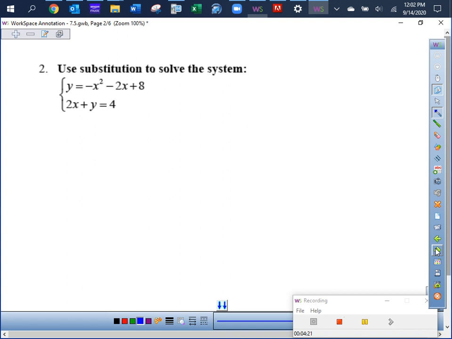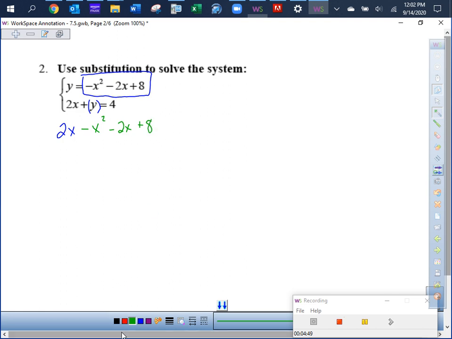Next one, use substitution to solve this system. So let's do that. Look at this delicious one. y is already all by itself. So I could take this box and substitute it in here. And notice there's just a plus 1 y in front, so I don't really even have to distribute anything. So it's the 2x minus the x squared minus the 2x plus 8 equals 4. Do you see how I substituted that in for y?